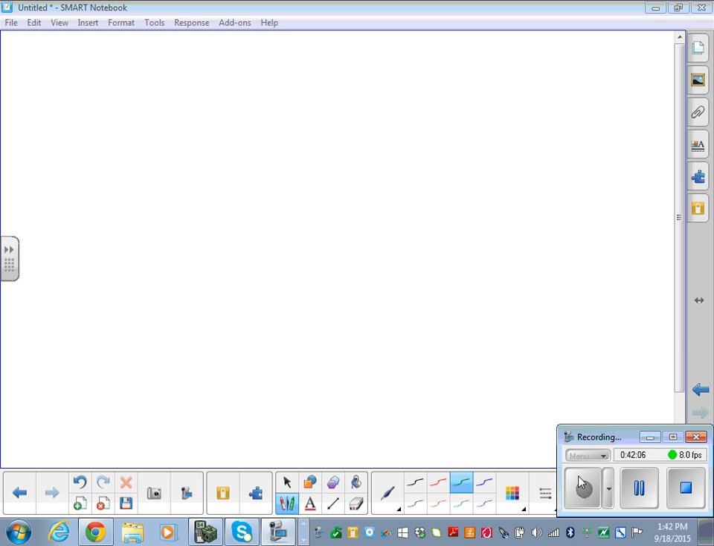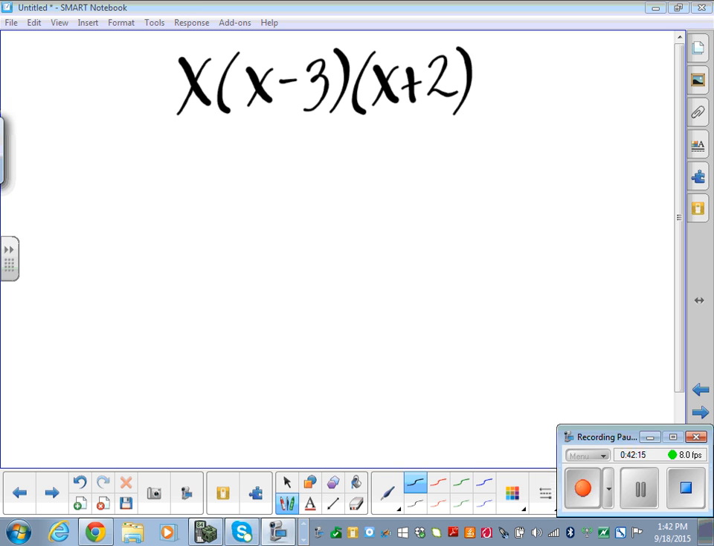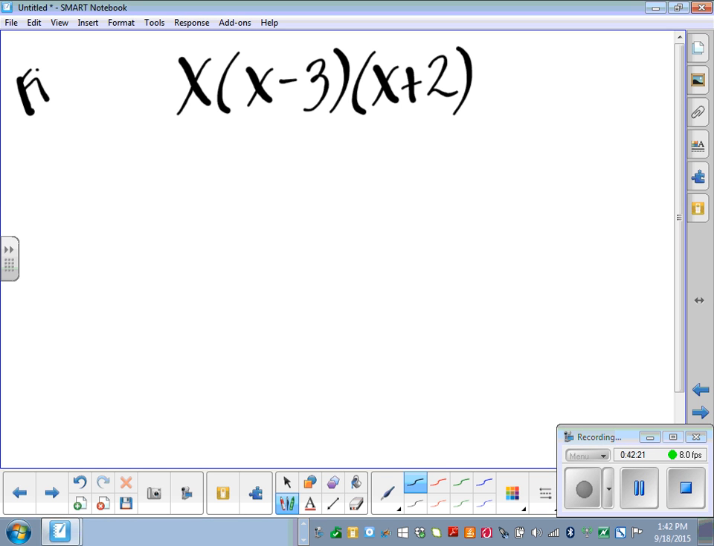Now, I noticed on here it says, find the zeros and write a polynomial in standard form. So I'm going to show you how to do that real quick. So if you were given something like this, and you were asked to find the zeros, and then write the polynomial.